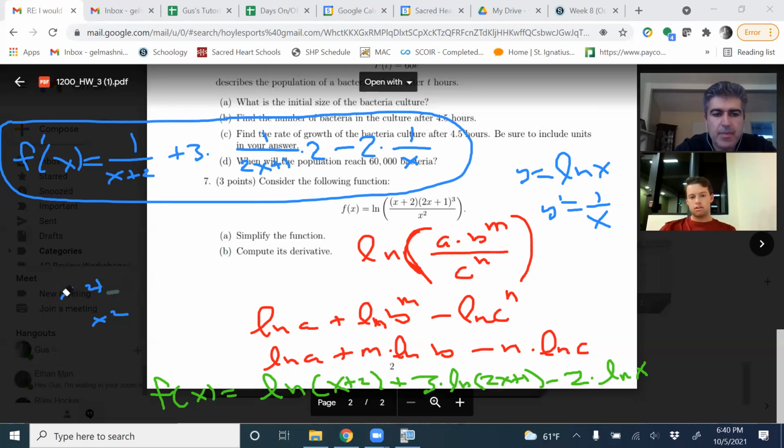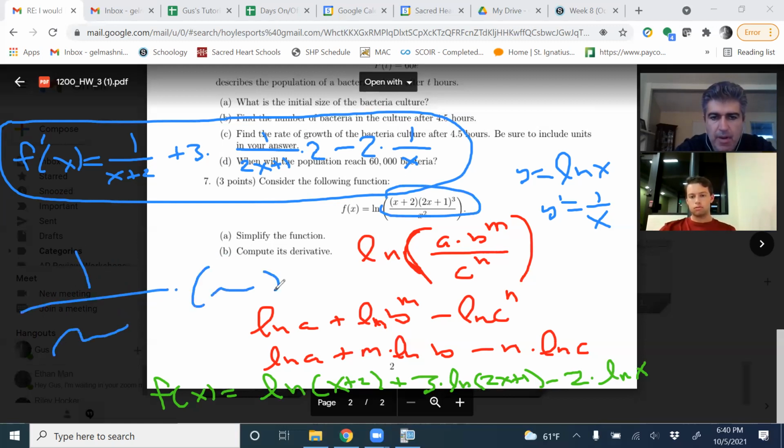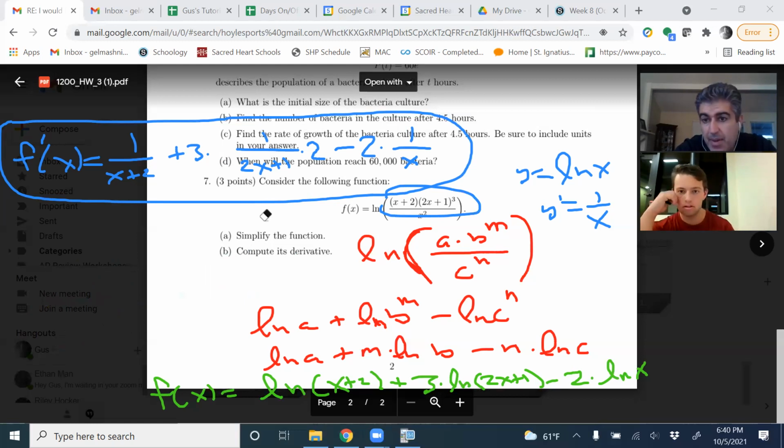So the things that you can do, like the derivative of ln of whatever is 1 over whatever. So you have 1 over all that junk, and then you have to take the derivative of all that junk using the chain rule. The problem is that doing the derivative of that is a pain. It's just too much. What I do is I use a log property. That's why I said simplify the function.